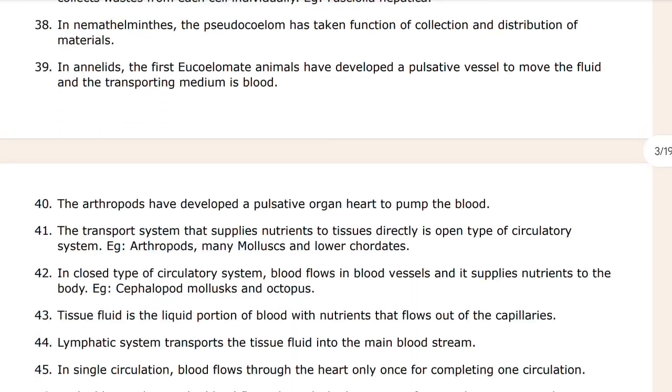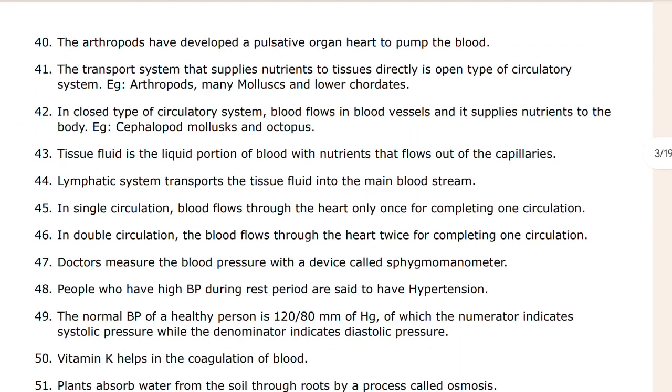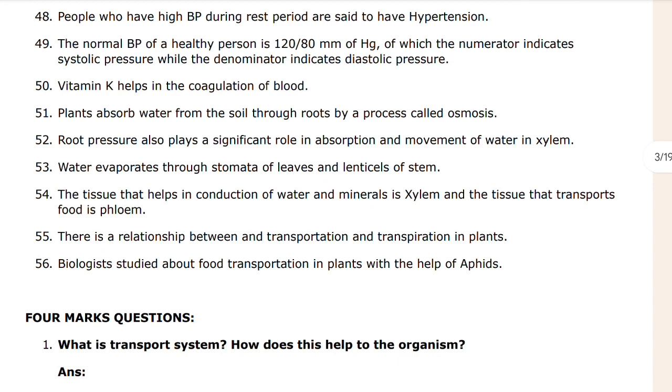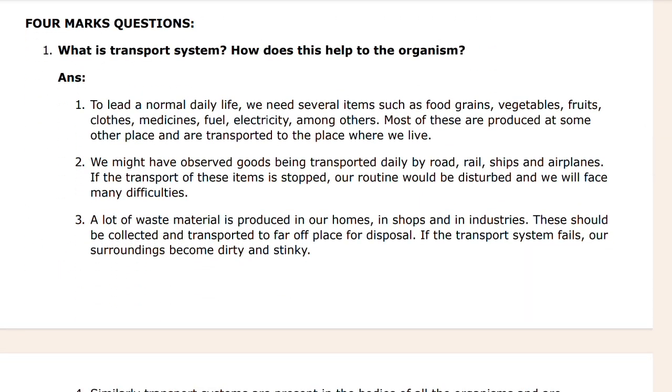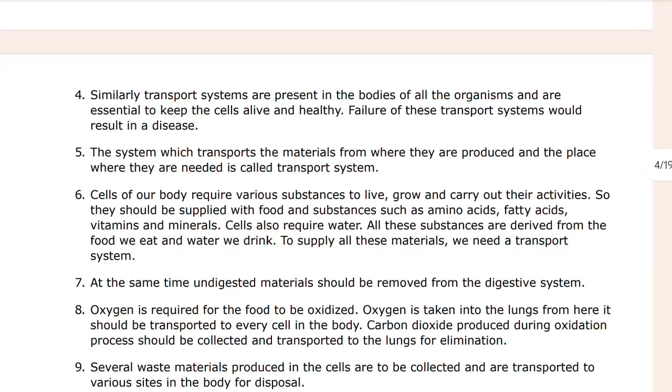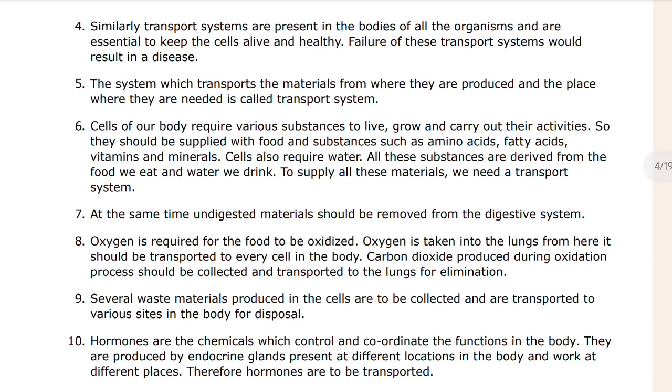All right, then see this, 14 to 15 is given here. Vitamin K helps in the nutrition of foods. Okay, a total of 56 important points of your chapter are given here. Then after that the 4 mark questions are starting, so we already know that the 4 mark questions are important questions. Okay, what is the transport system, how does it help the organisms? Okay? And these are the points given here, so you can see.